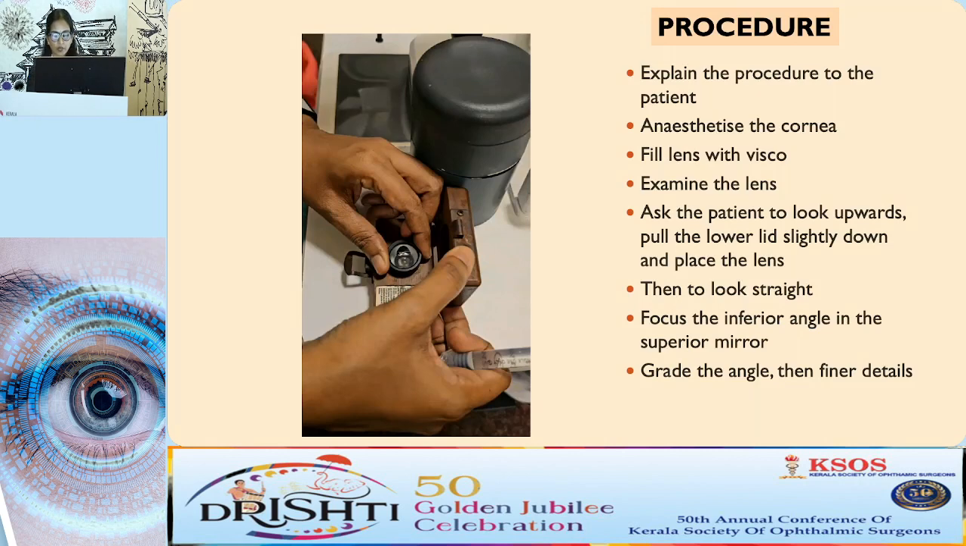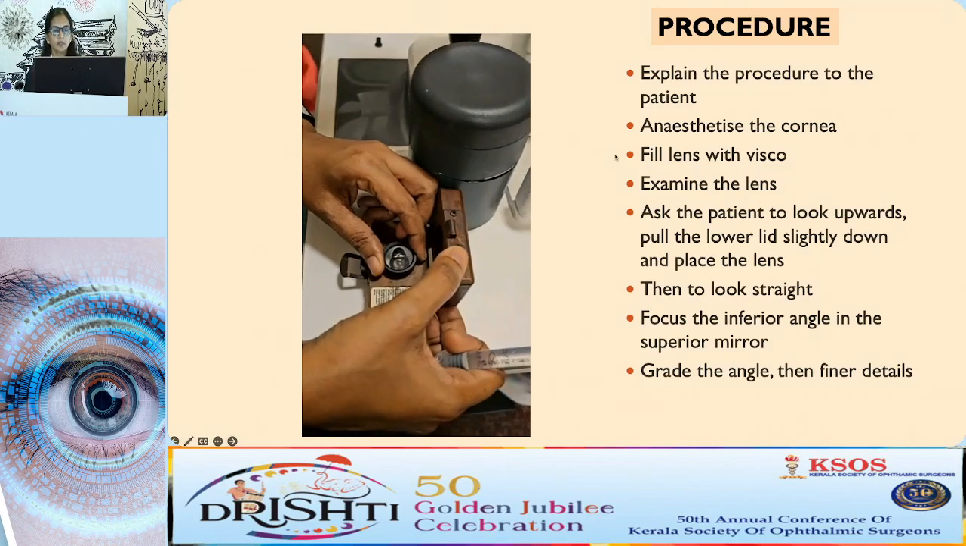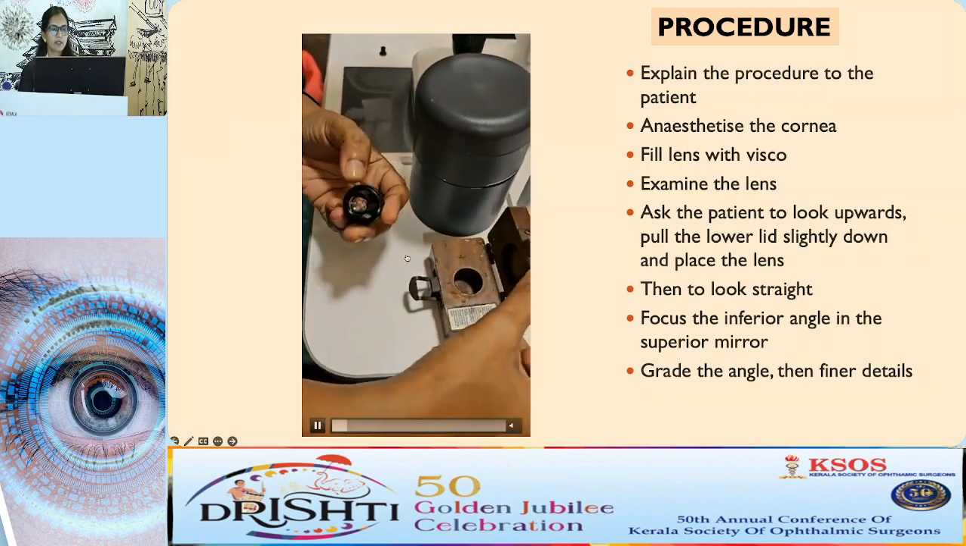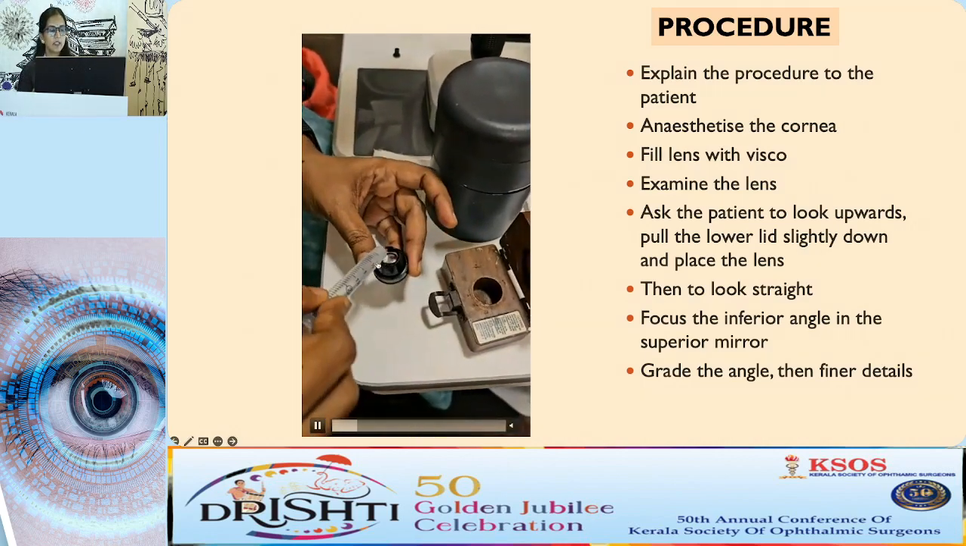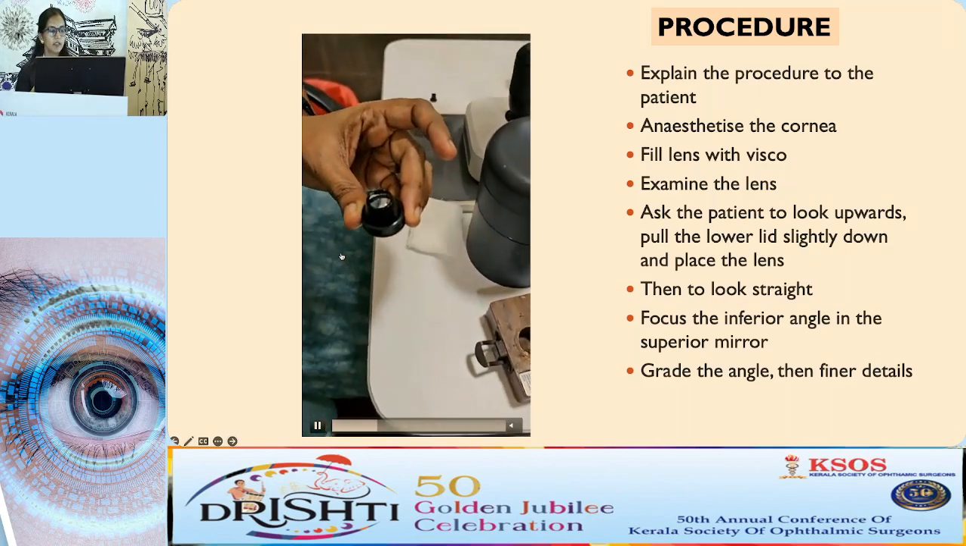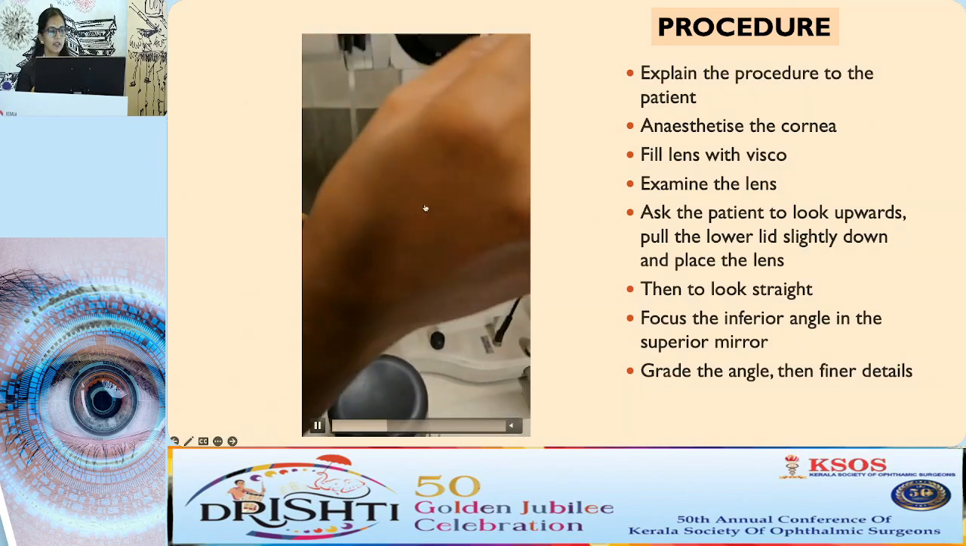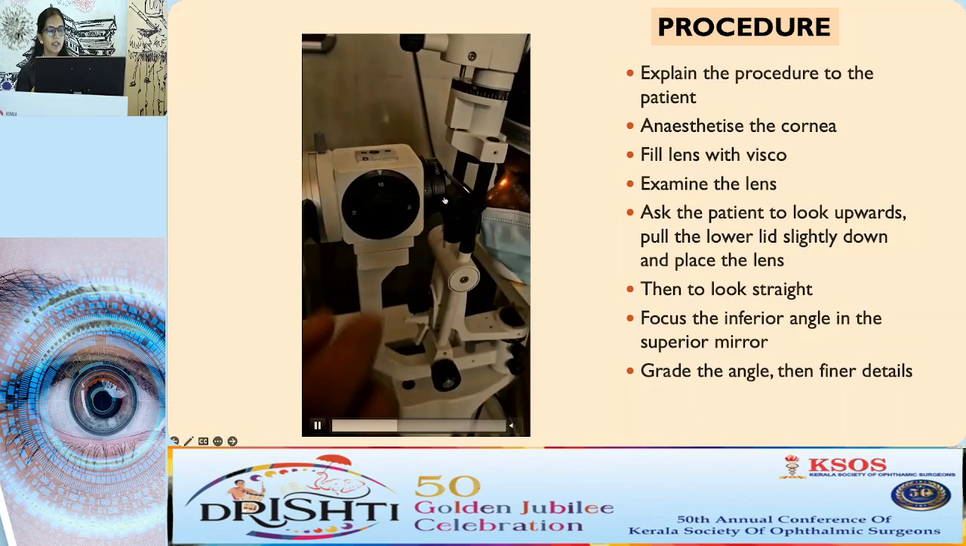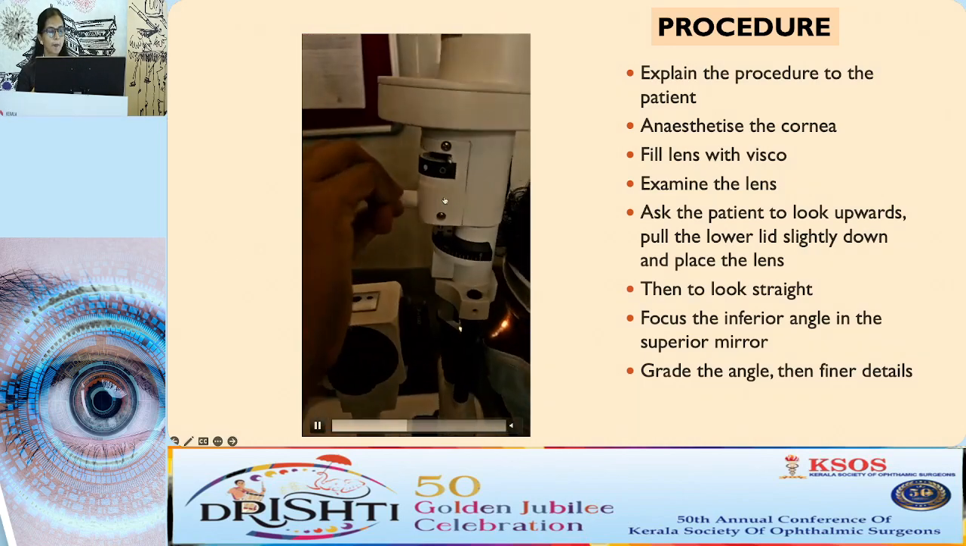First of all, you have to explain the procedure to the patient. After anesthetizing and filling the lens with the viscoelastic, you can examine the lens for any bubbles or oil marks or scratches. Then the slit lamp adjustment is made.